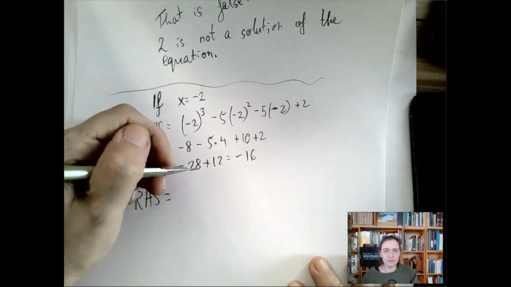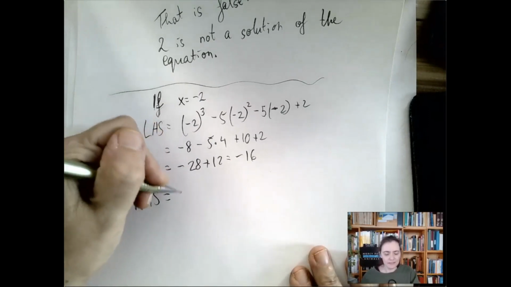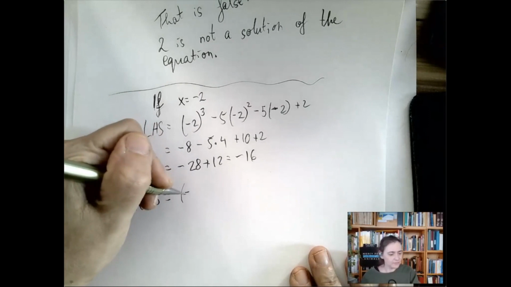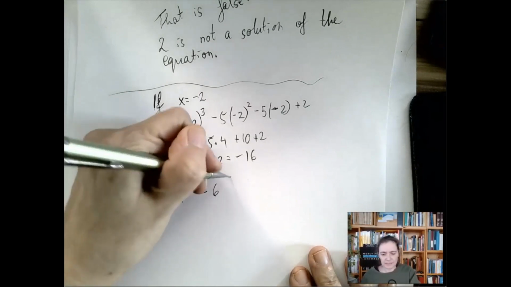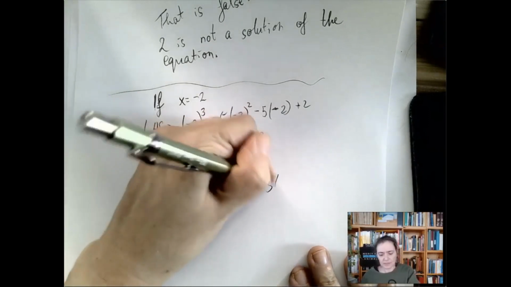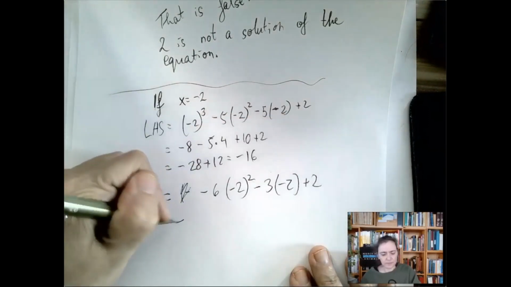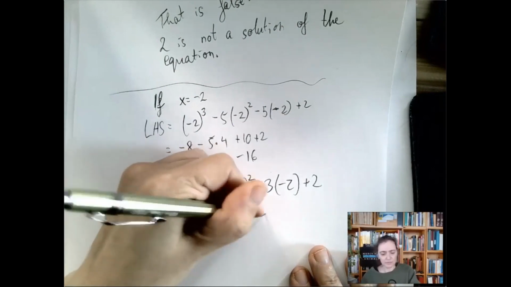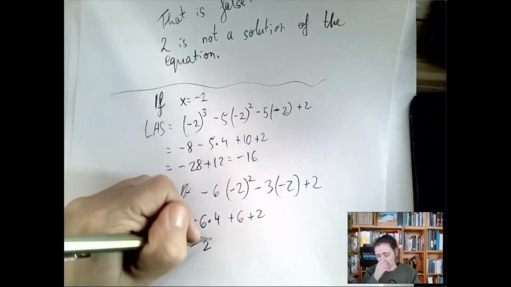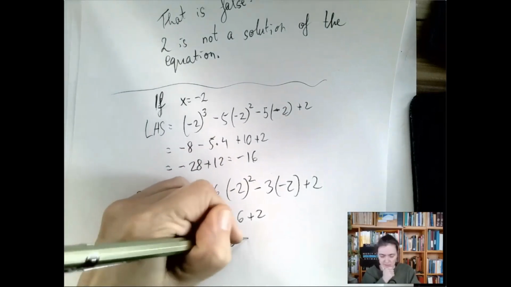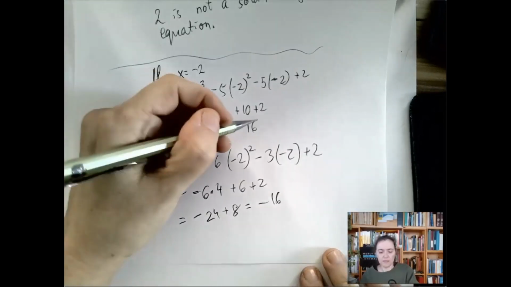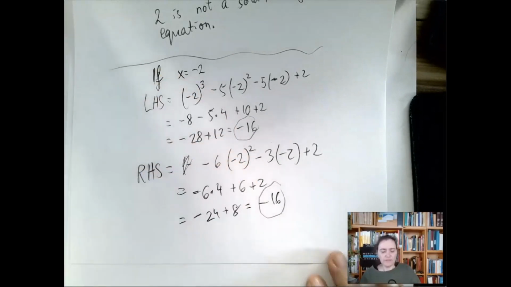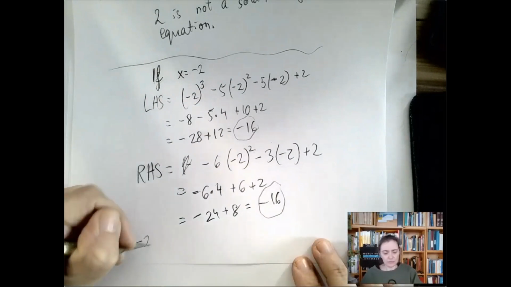That can happen to an equation if it's high enough degree. We have -6 times -2 squared minus 3 times -2. So that's -6 times 4 plus 6 plus 2, which is -24 plus 8, which is -16. So x equals -2 makes the equality statement true. So x equals -2 is a solution.